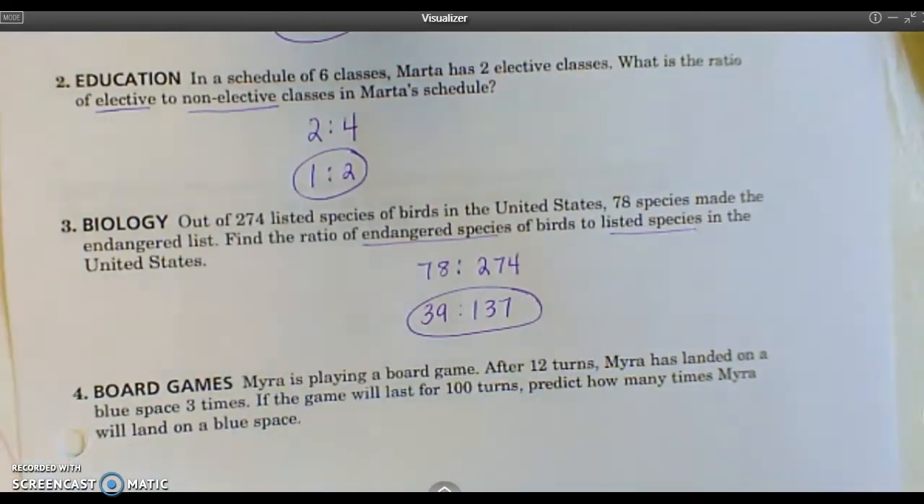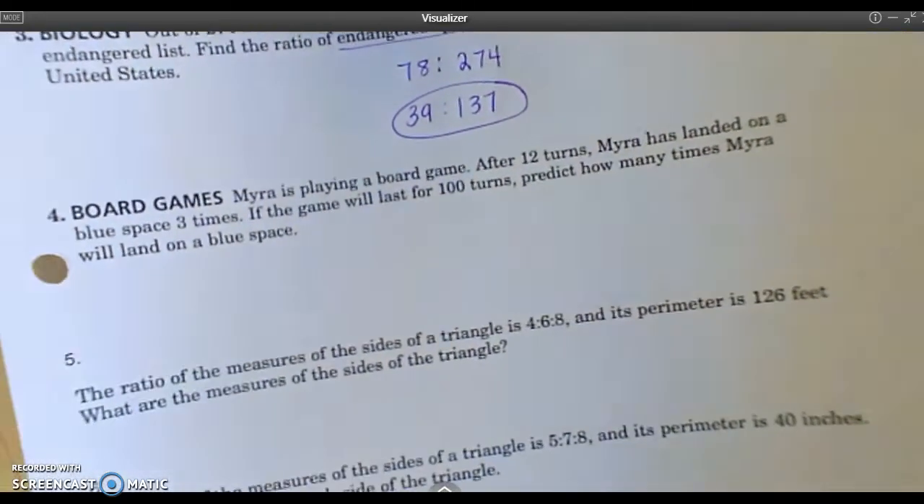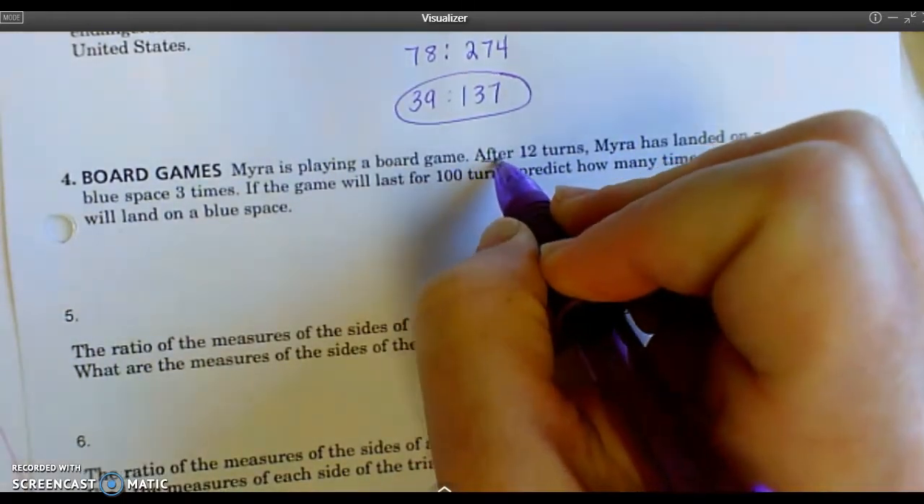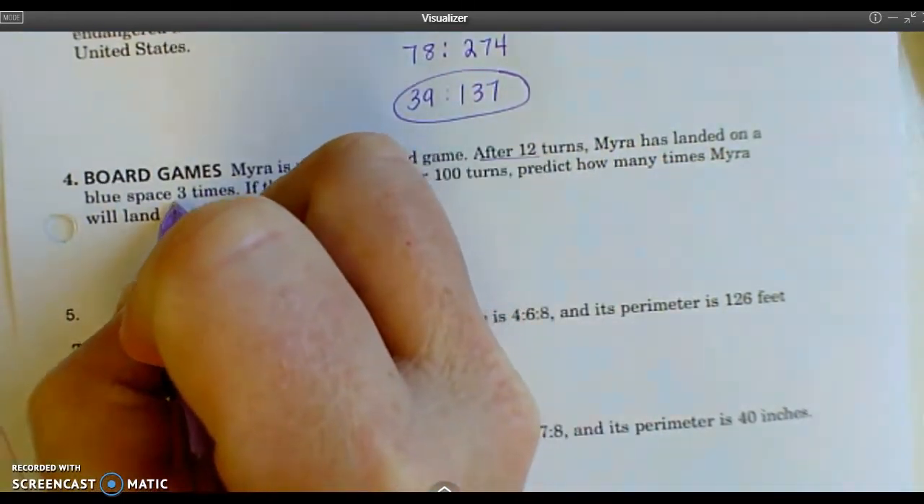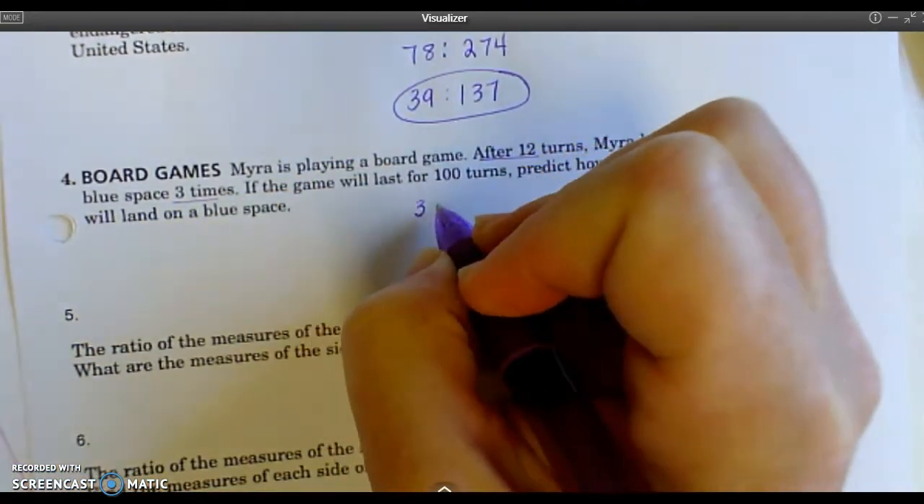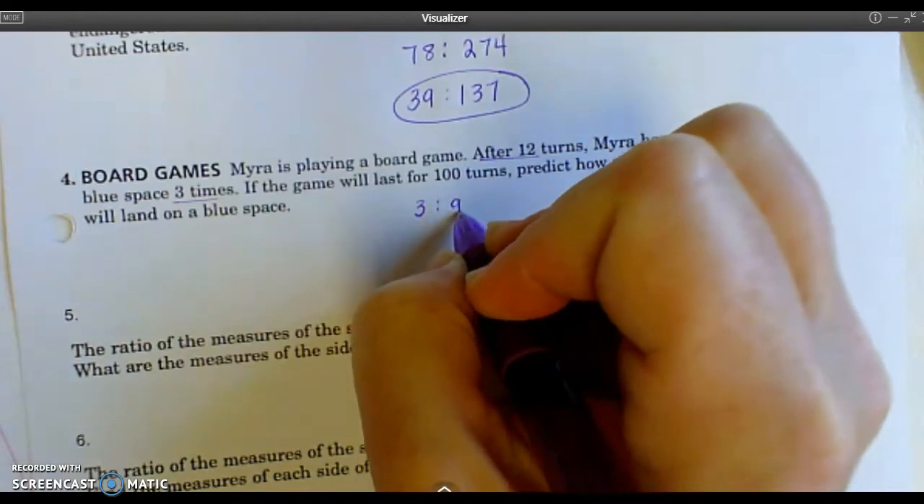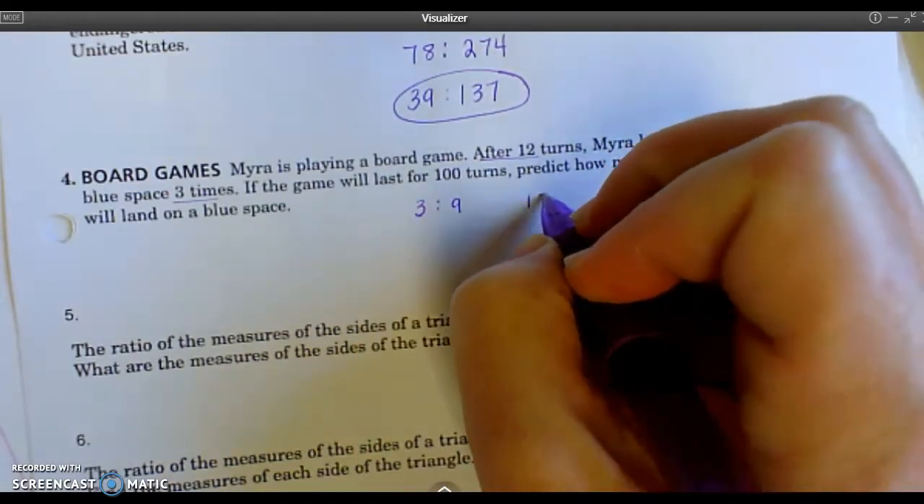Okay, so let's look at some problems where you have to actually find some answers and not just write the ratio. So Myra is playing a board game. After 12 turns, Myra has landed on a blue space 3 times. If the game will last for 100 turns, predict how many times Myra will land on the blue space. So what we know is that after 12 turns, she lands on the space 3 times. So basically we've got 3 is the blue, not blue would be 9, and basically that's a total of 12.